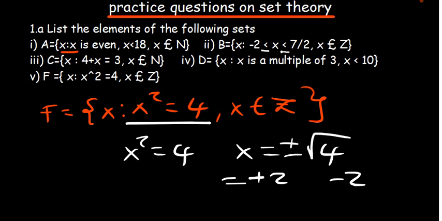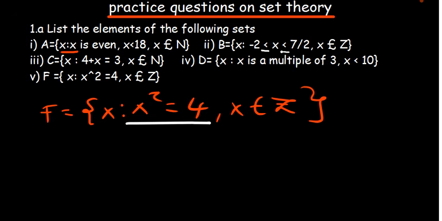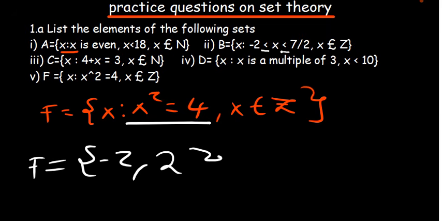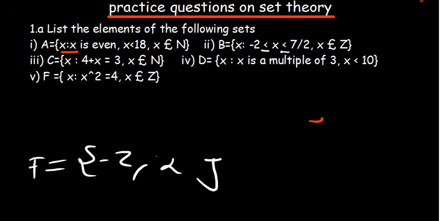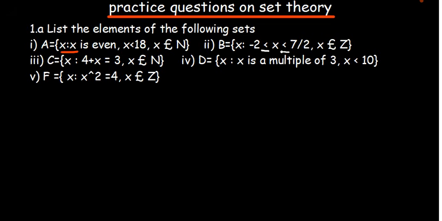When these two are plugged into that equation, they satisfy the equation. Now, not only should they satisfy the equation, they should also satisfy the other condition, which is that the values of x should be integers. So is positive 2 an integer? It is. Is negative 2 an integer? It is. So we have two members in this set. Set F is going to consist of negative 2 and 2, because these are the only two numbers that satisfy the two given conditions in the builder notation. So that's it for the first part of the question.